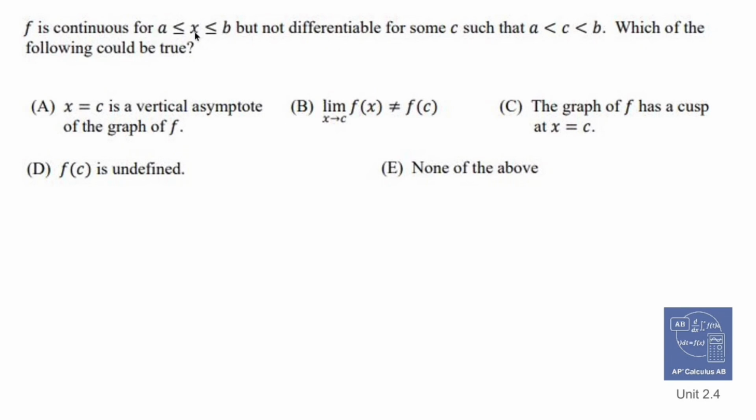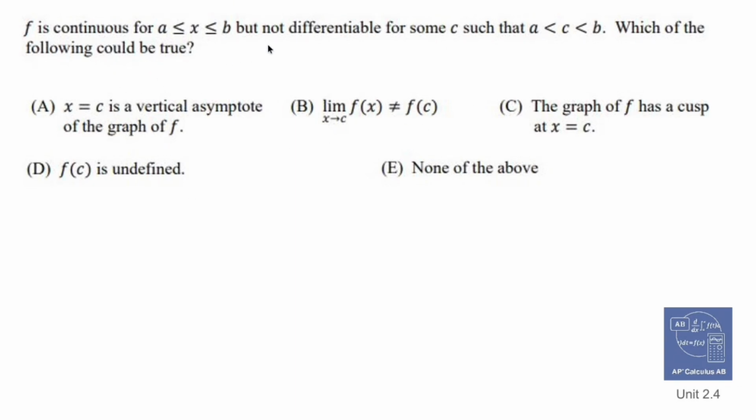F is continuous for x in between a and b, so you've got some interval going on, but not differentiable for some c. So you can't take the derivative at c, and c also lives in between a and b. So x lives in between a and b, and c lives in between a and b. Basically you have x equals c, some point that you're going to plug in. It's not differentiable at that point. Which of the following could be true? All right, so we need to find out which one of these is true.